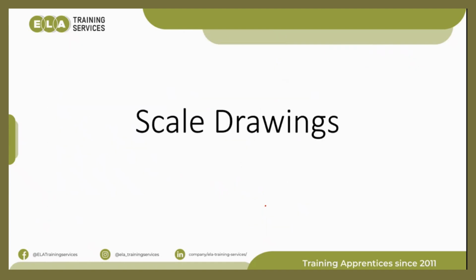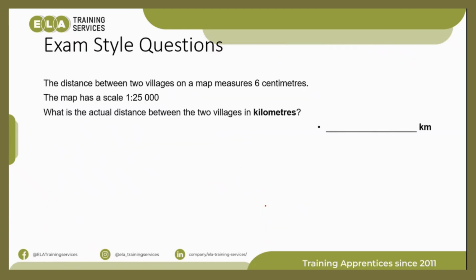So now let's have a look at an exam style question. This would pop up on the non-calculator paper. It says here, the distance between 2 villages on a map measures 6 centimetres. The map has a scale of 1 to 25,000. What is the actual distance between the 2 villages in kilometres? So here we're starting with centimetres.